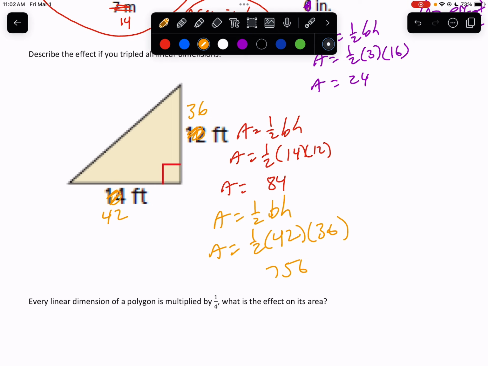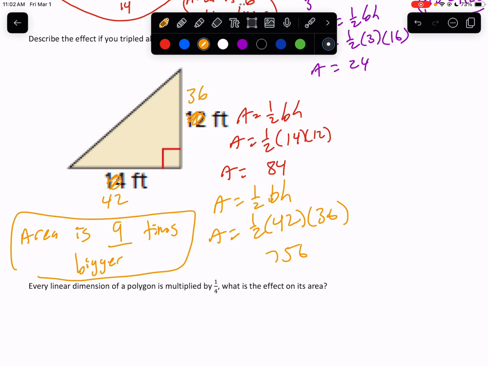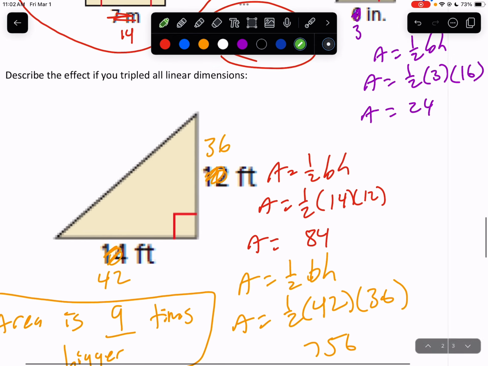So what is 756 divided by 84? It's 9. So the answer is the area is what? 9 times bigger.